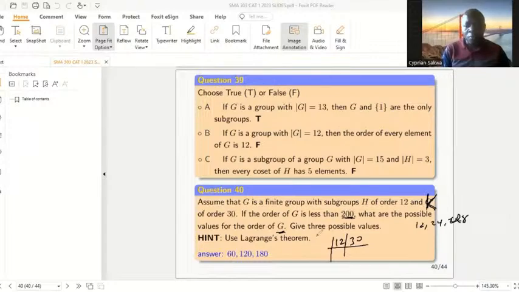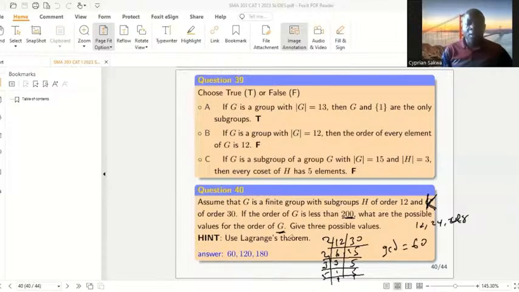But now we have two groups, and we want the likely orders of G. 12 and 30: 2 would go here 6 times and 15 times. 2 would go here 3 times and 5 times. 3 would go here once, and 5 will go here once. So the LCM of these orders is 2 times 2, which is 4, times 3 times 5, which is 60.